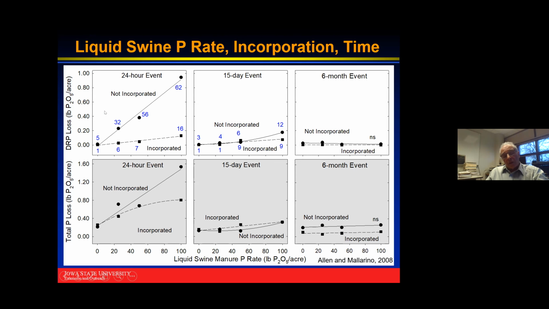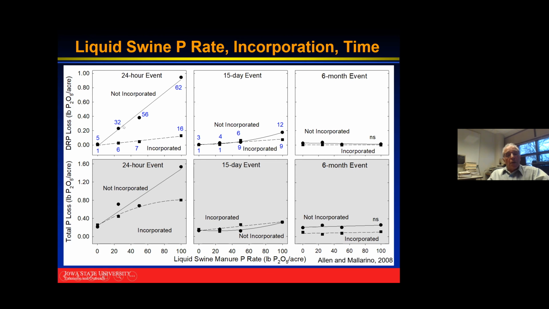And the treatment that we have, this was at the field, of course, we have not incorporated or incorporated for a 24-hour event, a delayed 15-day event, again, not incorporated and incorporated the manure, and then a 6-month event, you know. And we covered the plots, so when there was some rain during these 6 months, it didn't affect the plots. We just allowed, you know, some rainfall that was unlikely to produce runoff to moisten the field. So we see exactly the same thing that we saw before.